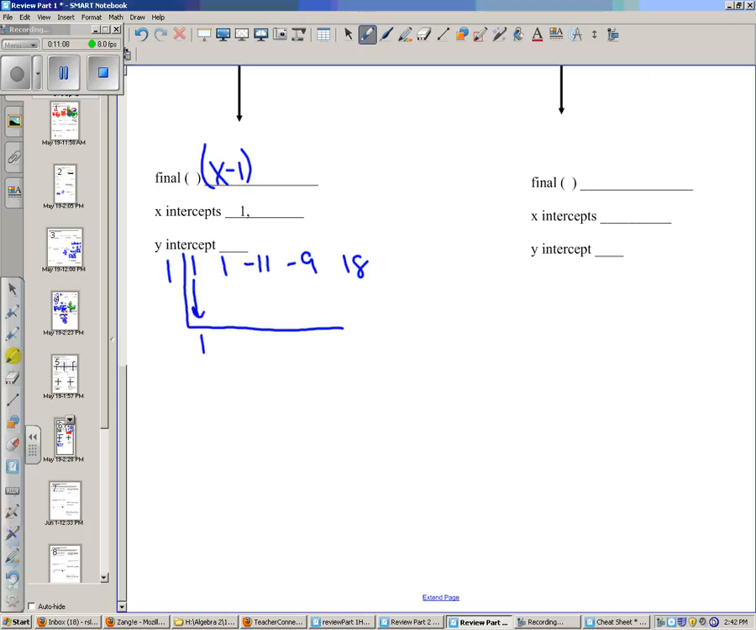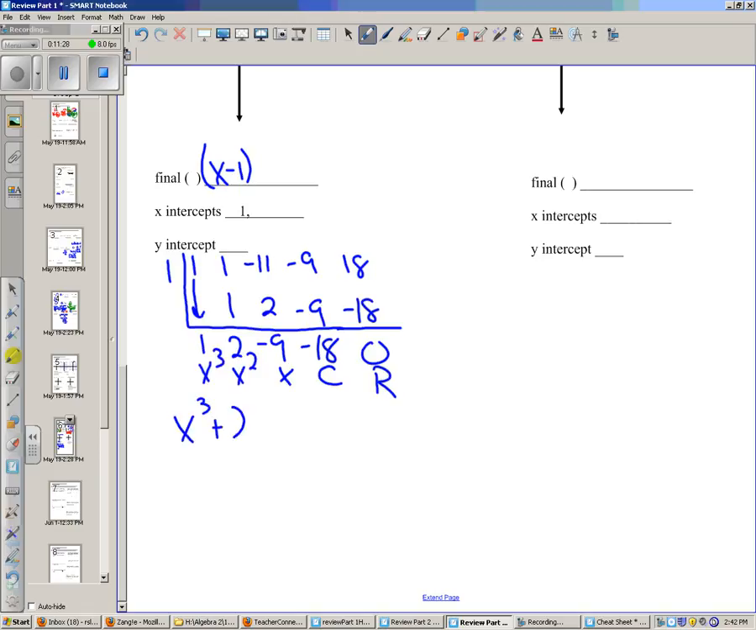So 1 times 1 is 1, add them up, I get 2. 2 times 1 is 2, add them up, I get negative 9. Multiply for negative 9, and when I'm done, there's 0. So the 0 is my remainder. This is my constant, x squared, x cubed.